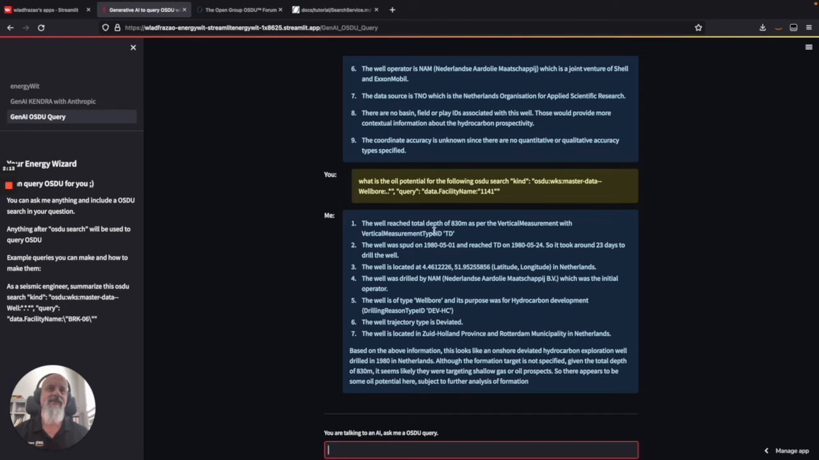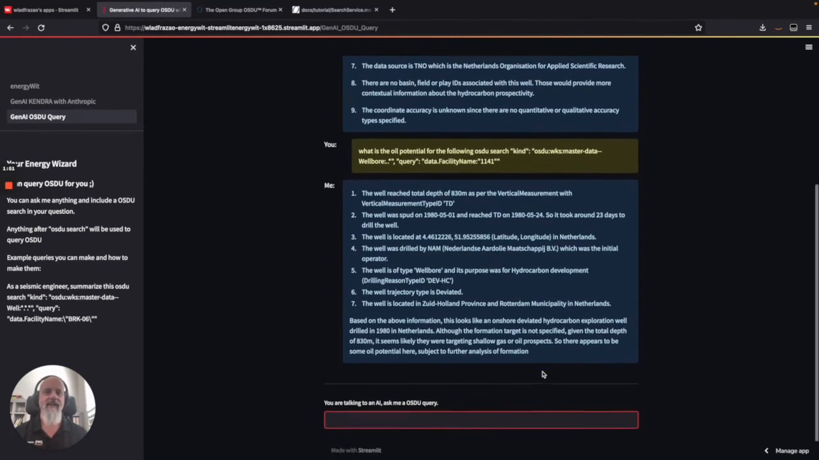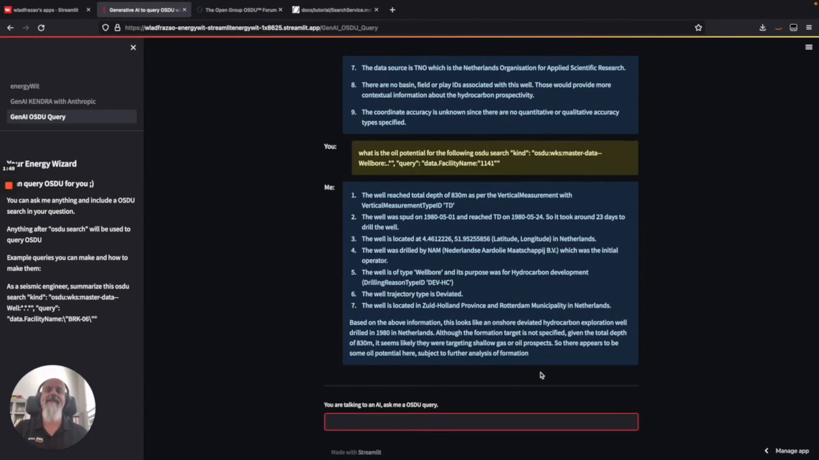The well reached a total depth of 830 meters as per the vertical measurement, et cetera, et cetera. Here's where it's located. Based on the above information, it looks like a non-shore deviated hydrocarbon exploration well drilled in 1980 in the Netherlands. Although the formation is not specified, given the total depth, it seems likely they were targeting shallow gas or oil prospects. So this is a very interesting answer, and a lot better than having a JSON file.